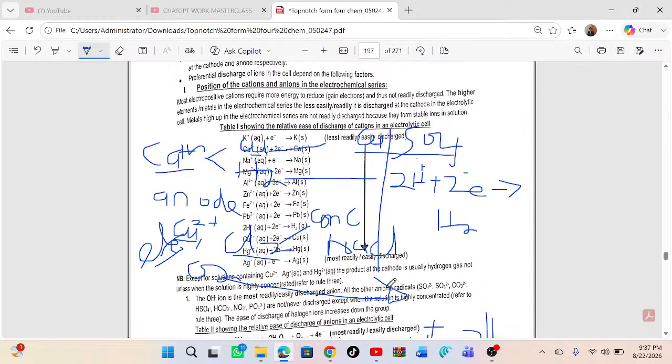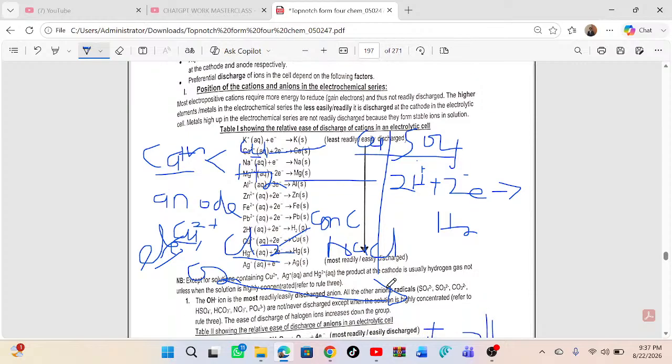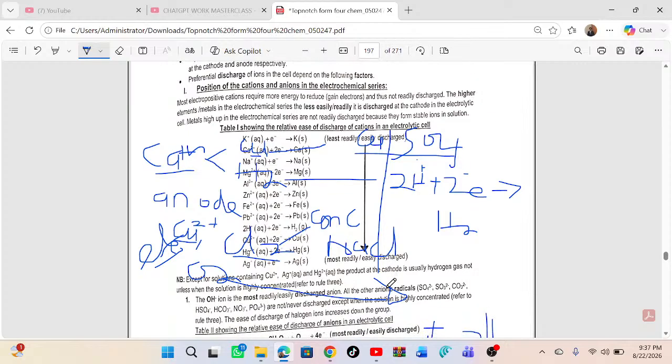Nimekuambia nini? Ukiona tu electrolysis in aqueous solution, unaweza pata tu kitu mbili. Watakuuliza tu obvious ni kitu mbili. That's the cathode or anode. Kwa cathode tutapata kitu mbili. Copper or hydrogen. Copper tunapata wakati gani? Wakati tumetumia nini? Copper sulfate. Hydrogen tunapata nini? All the remaining.